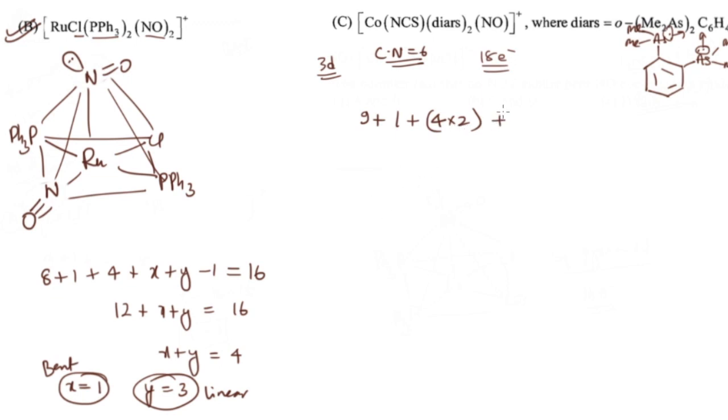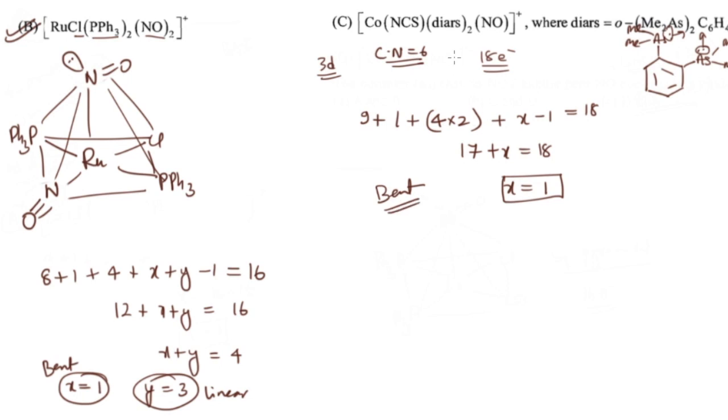Plus NO binding mode, which I don't know yet, and minus 1 because of this positive charge. Overall we have to form an 18 electron species. 9 plus 1 is 10, plus 8 is 18, minus 1 is 17. So we have 17 plus X equals 18. So X comes out to be 1, right? So X is 1. That means over here also your nitrosyl or NO is present in the bent mode.